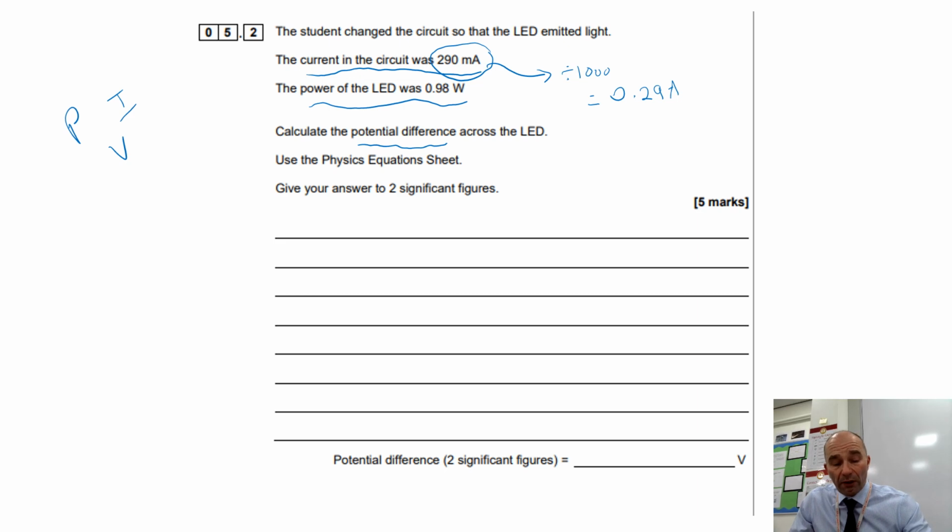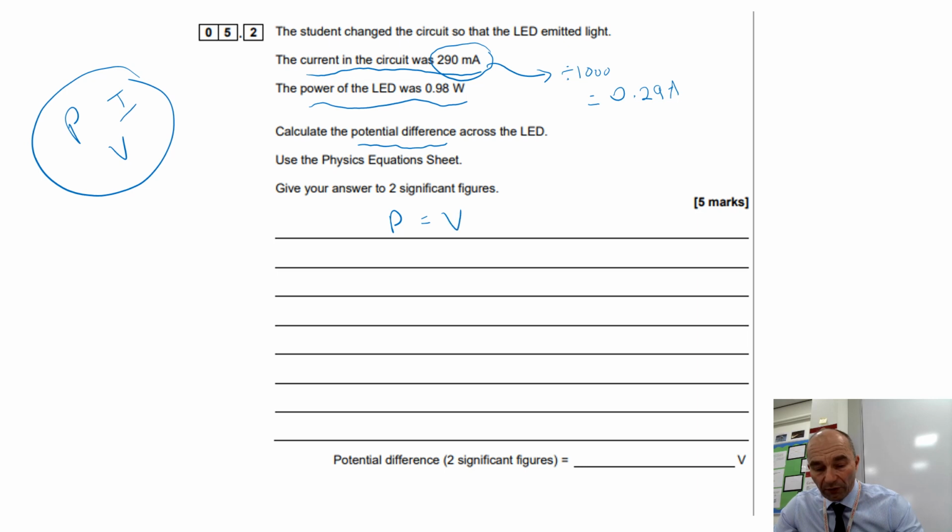Now, again, they're making you work hard here because you need to remember we've got power, current, potential difference. We need to use a formula, power equals potential difference multiplied by current. Once we've got that formula, we need to substitute our numbers in. Our power is 0.98 watts. Potential difference is what we're trying to find out, and that's multiplied by 0.29 amperes. We just need to solve for that equation now.